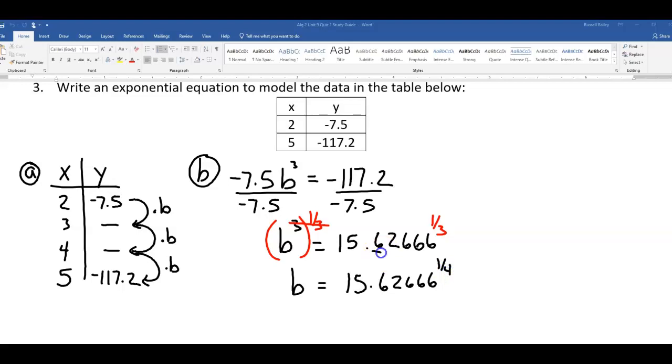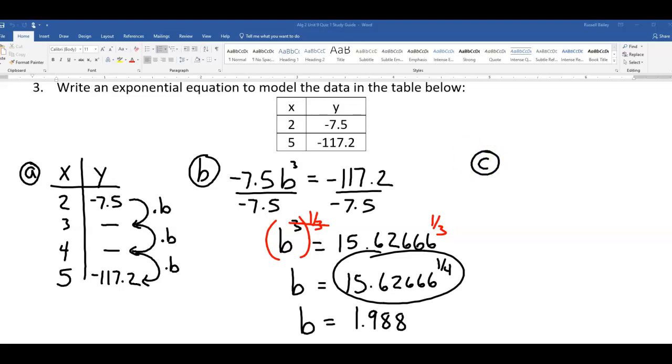Now for this, you're going to use your calculator. Don't forget, it's not 15.6266 times a third. It's 15.6266 to the power of a third. So that is different. Make sure you don't get those things typed in wrong in your calculator. Now, if I do this, I end up with about 1.988. This is fine if I round to the third number after the decimal. Let's go ahead and check out part C.